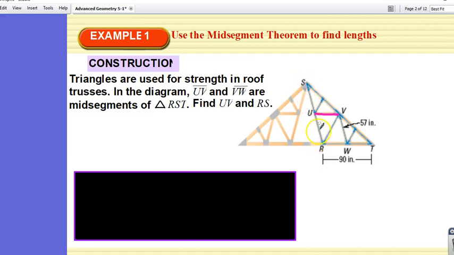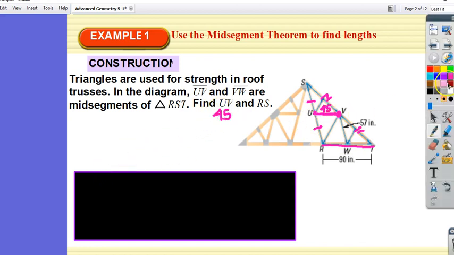Okay, so we're going to do UV first. It says that it's a midsegment, so it's made up of two midpoints. A midpoint splits it into two equal parts. So SU is congruent to UR, and SV is congruent to VT. If this midsegment is parallel to this base, it is half of its length. So if this is 90, UV is half of 90, which is 45. Make sense? So UV is 45.